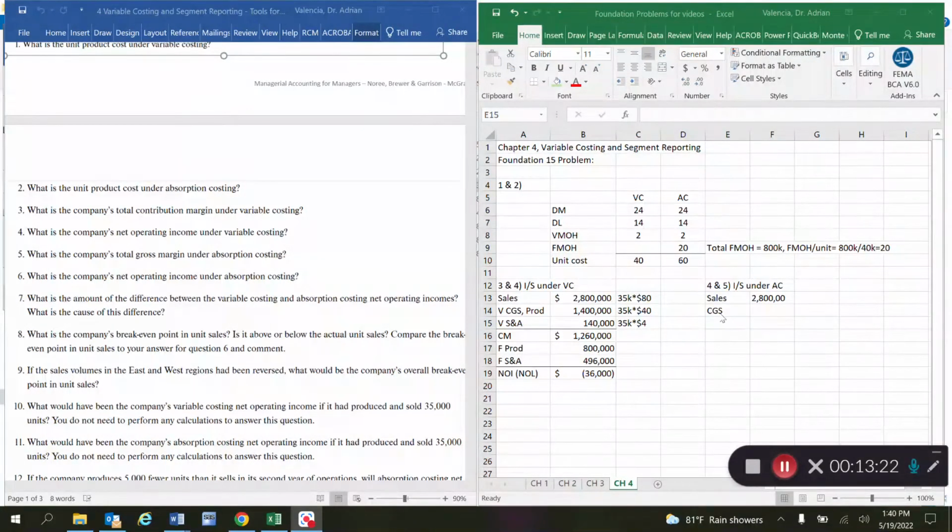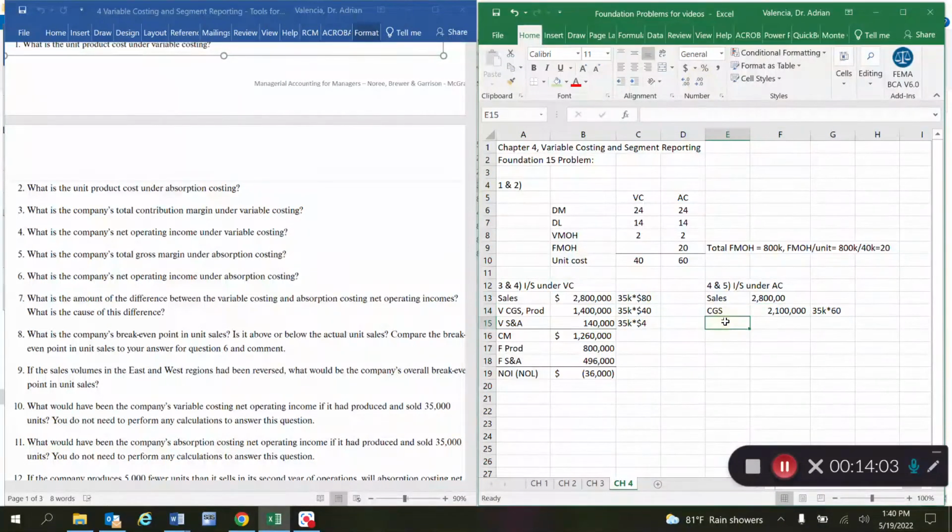and our cost of goods sold here, just to be clear, is going to be made up of the variable product cost plus fixed product cost. So when we do the income statement under absorption costing, we're including only production costs here in the cost of goods sold. So if you recall, that amount was $60 per unit. So this is going to be 35,000 units sold times 60. And let's do the math real quick here. And that gives us 2,100,000.